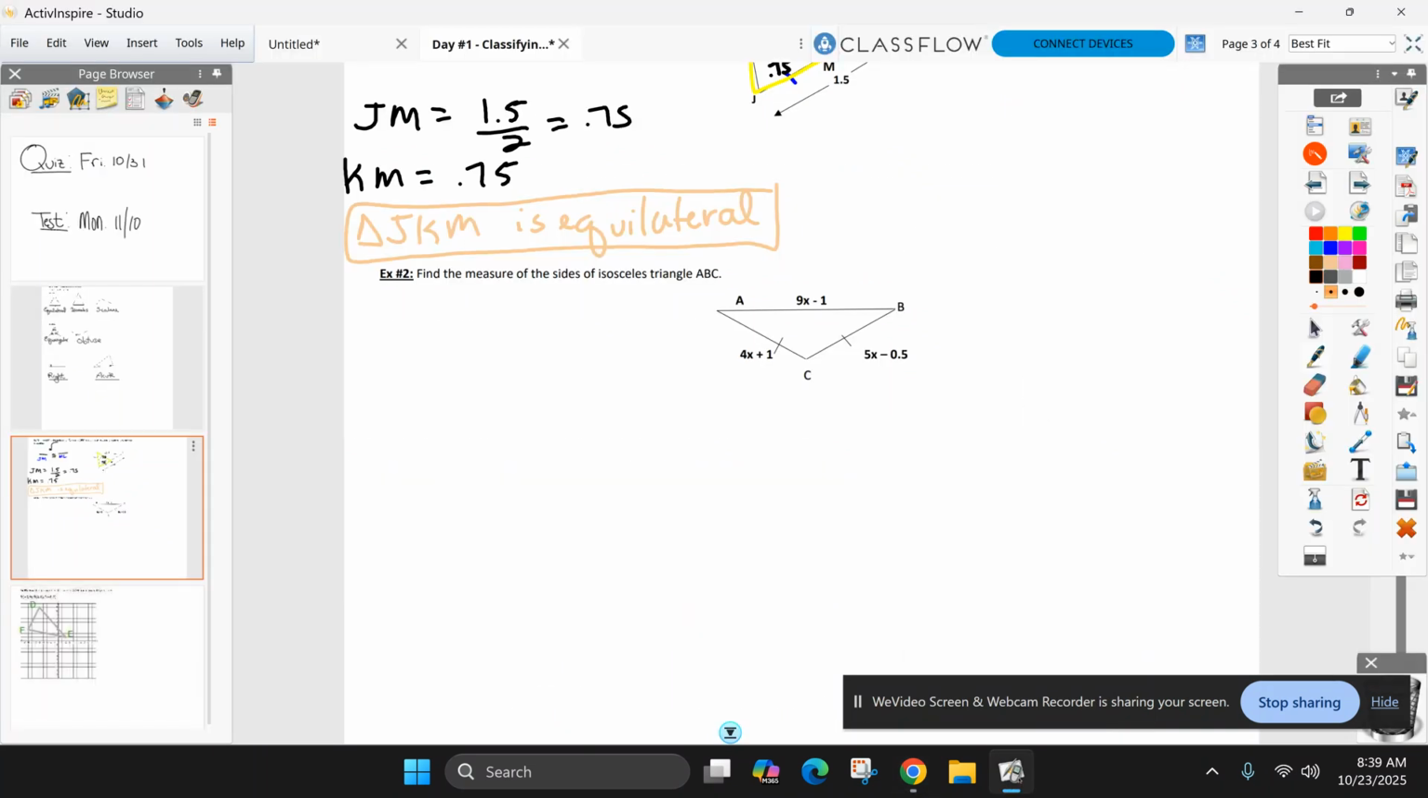Okay, Sloan, you want it? You got it. 4x plus 1, yep, equals 5x minus 0.5. Perfect. That's all I need. I don't need to get the 9x minus 1. It has nothing to do with it.